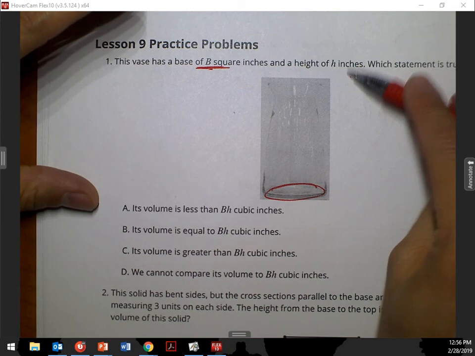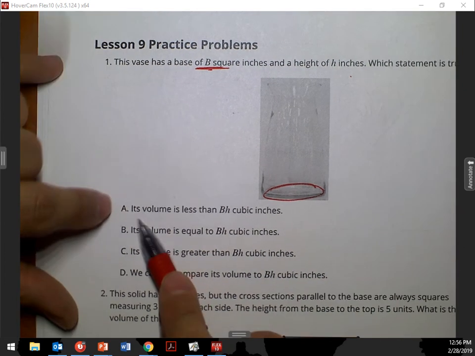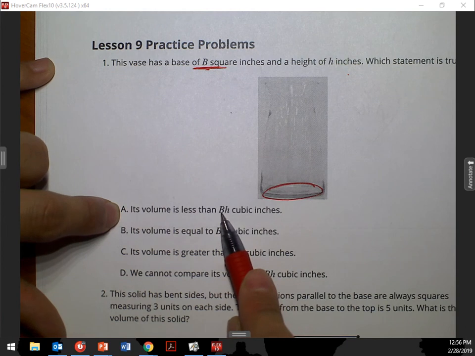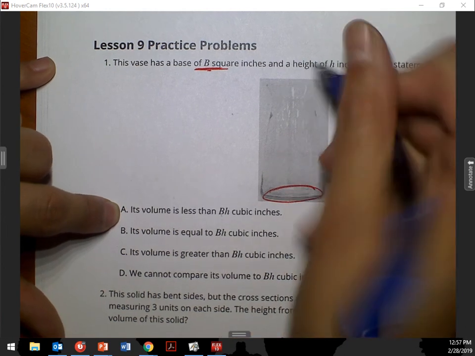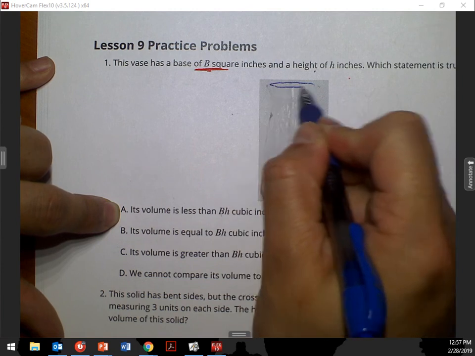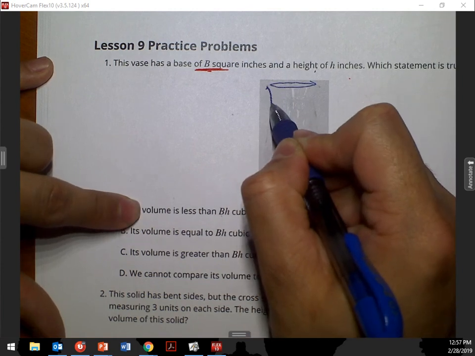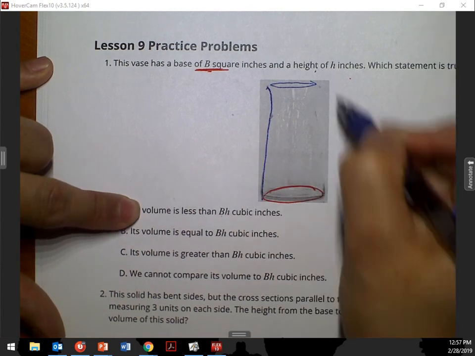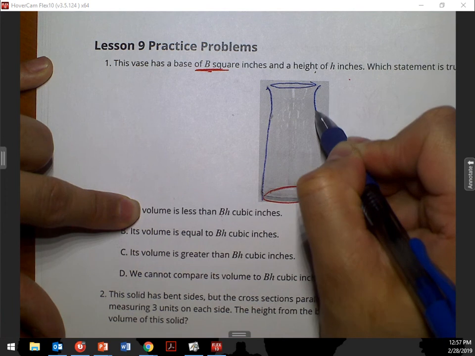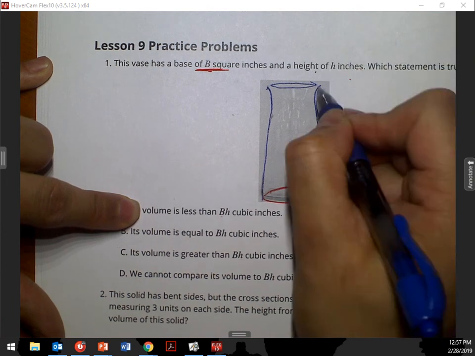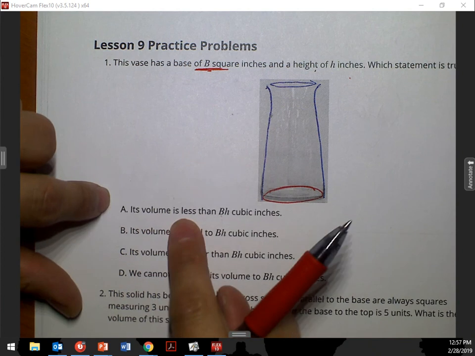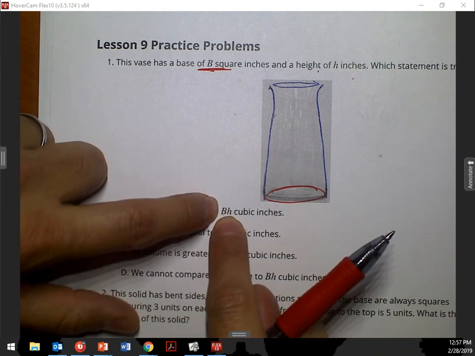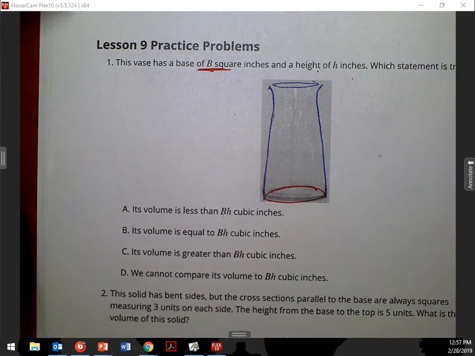Alright. Height of h inches. What is true? So the volume should be the area of the base. Okay, so this one right here, if you guys could see this one. Is that one going straight up and down here? No, it's not, is it? It's kind of curved in. So its volume will be less than the area of the base times the height. Is that true?